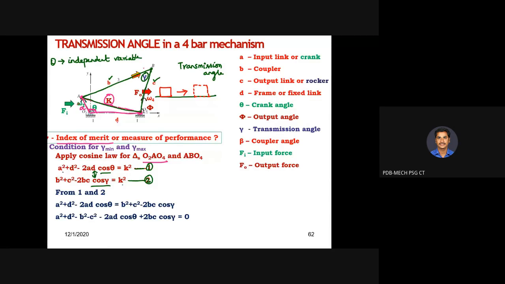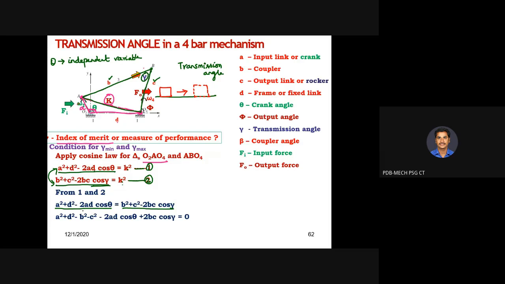On the left hand side you will be getting this term, that is A square plus D square minus 2AD cos theta, that is written here. And on the right hand side you can write B square plus C square minus 2BC cos gamma, that is written here. Why do we equate them? Because K square is equivalent to this one and K square is equivalent to this one. If these two are equal, obviously these two equations are equal. That's why I equated these two terms.